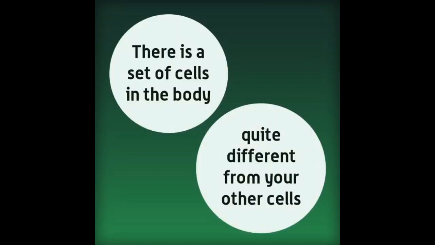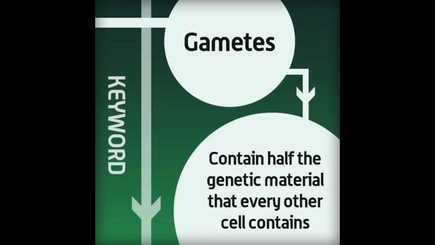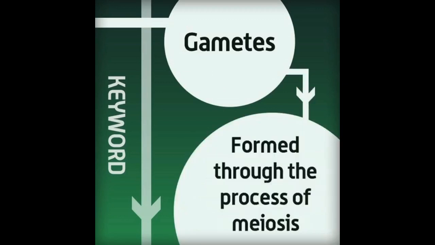There's a certain set of cells in the body that are quite different from all of your other cells. These cells are called gametes, and they contain half the genetic material that every other cell contains. And these are formed through the process of meiosis.